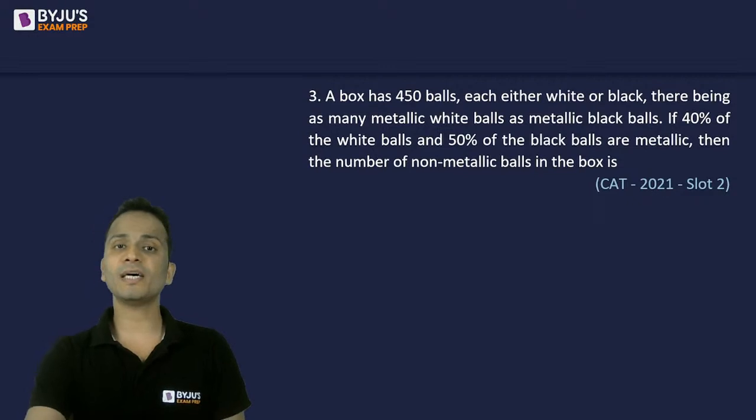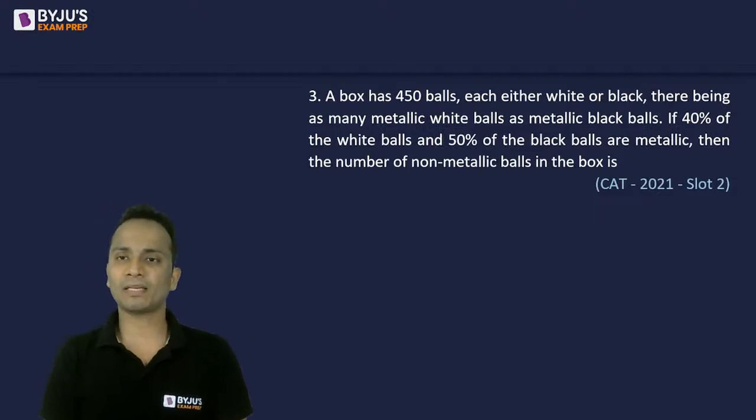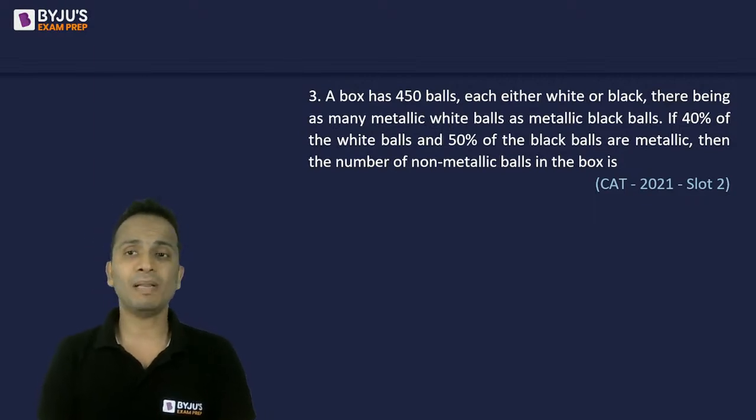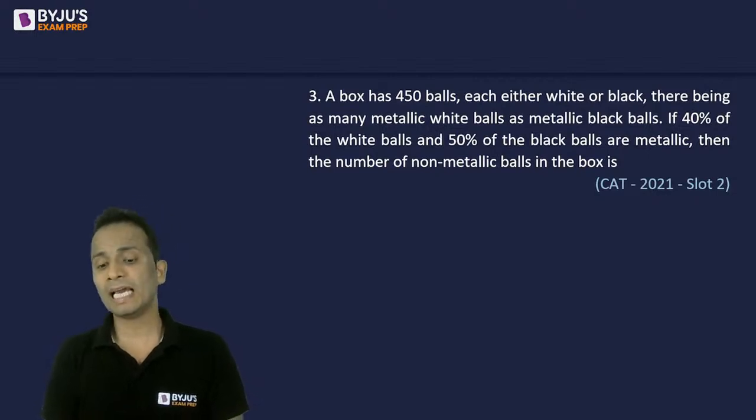So the question is, a box has 450 balls, each either white or black. There are as many metallic white balls as metallic black balls. If 40% of white balls and 50% of black balls are metallic, then the number of non-metallic balls in the box is how much?